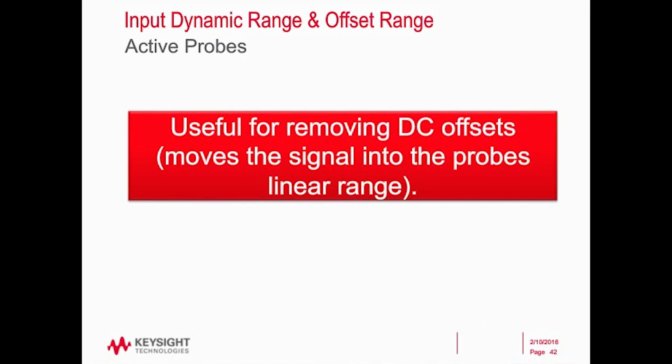So input dynamic range and offset range are considered together for the probe. What it does is allow you to remove the DC content of signals that have a large DC offset, so you can move it down into the linear range of the probe and also down into the center of the screen of the scope, and zoom in on it to fill the screen with the signal for the maximum sensitivity.